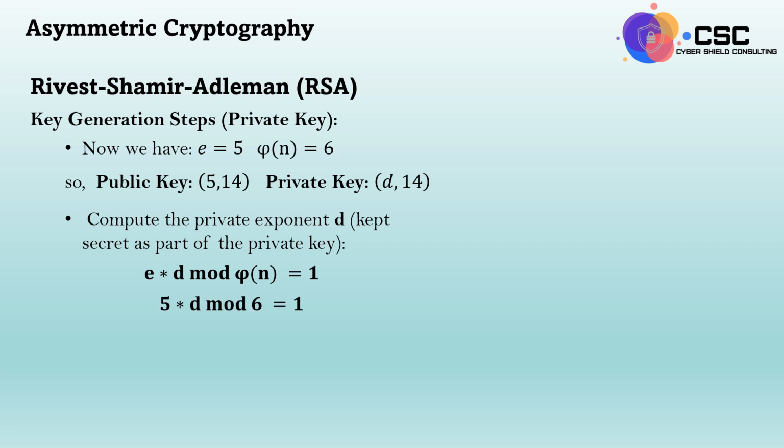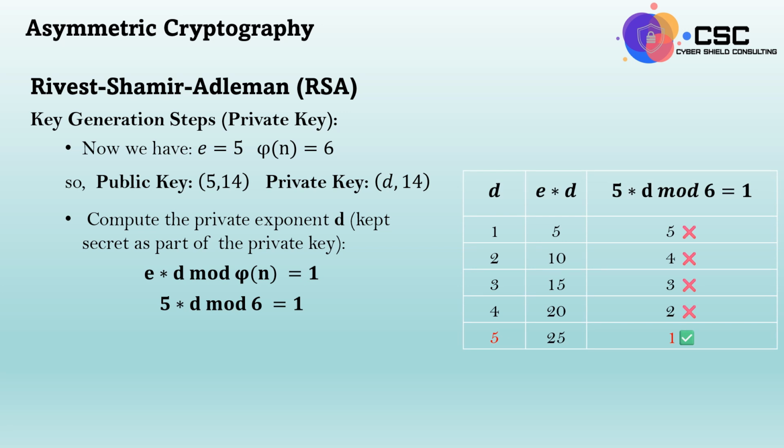We now test different values of d and check if the result satisfies the equation. That's why you see the table on the right where we try different values for d until we realize that 5 is our d. Why? Because 5 times 5 mod 6 equals 1. So the correct value is 5. Now that we have d equal to 5, our private key is, as you see on the screen, d equals 5 and n equals 14.